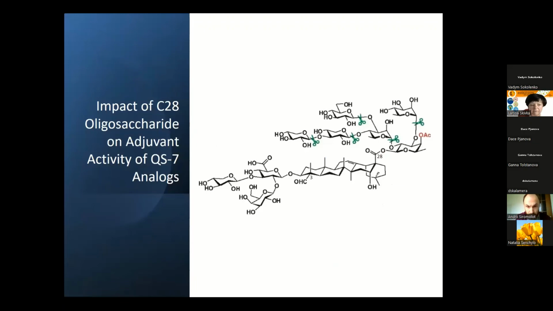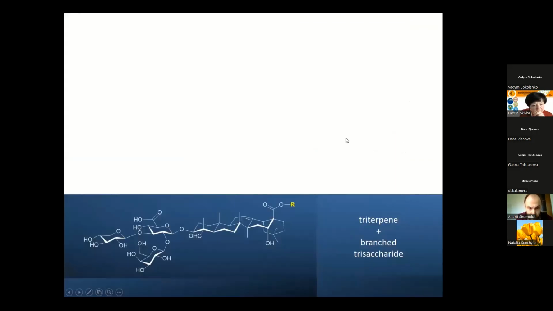After that, we were interested in detailed studies about the structure-activity relationship of QS7 analogs. So we decided to synthesize compounds which have this oligosaccharide domain truncated to smaller oligosaccharides. This is a common part of all of those compounds, and this is the only part which is different.